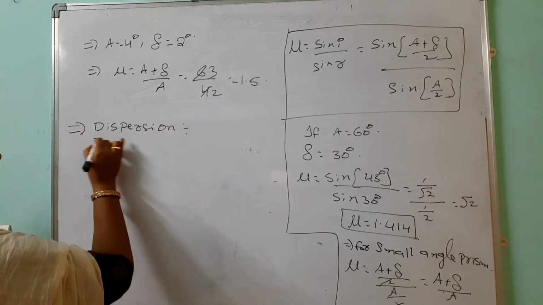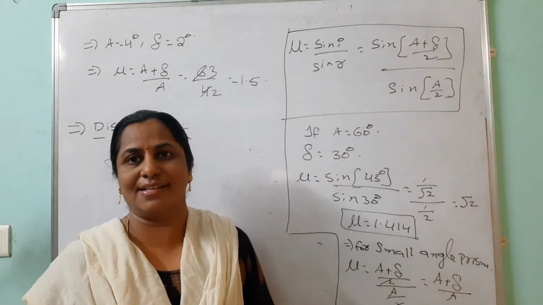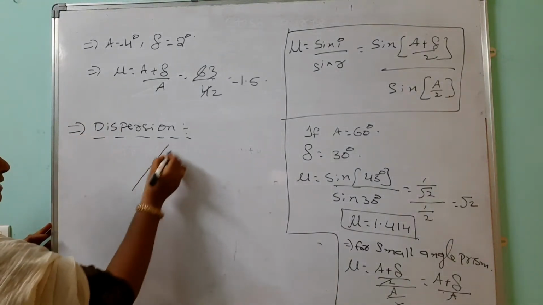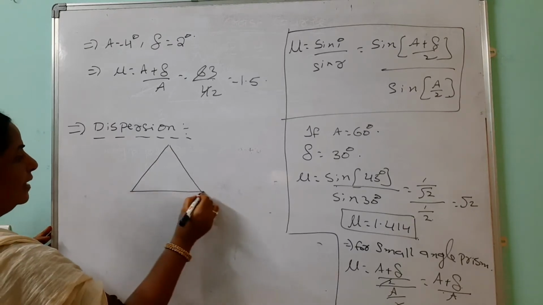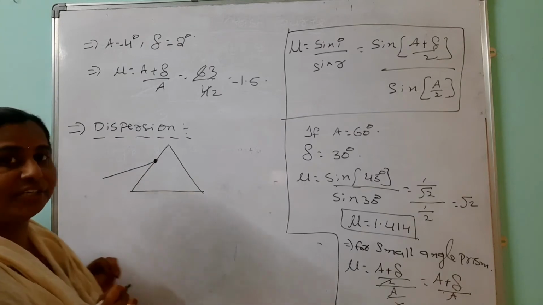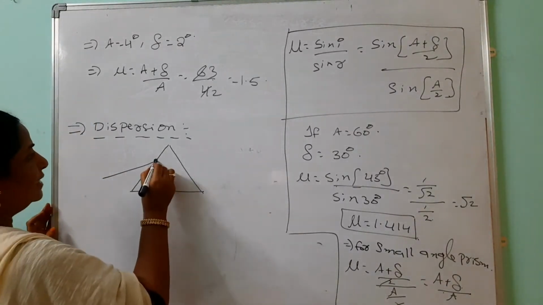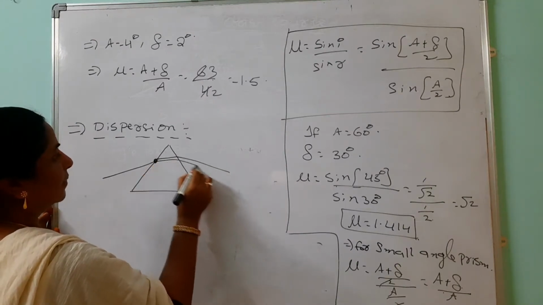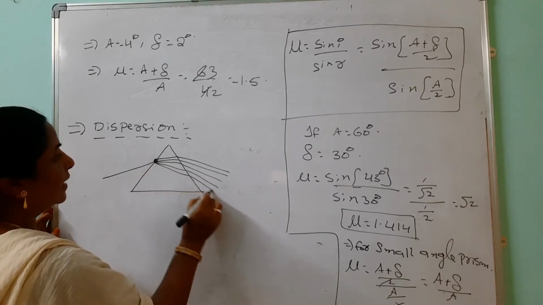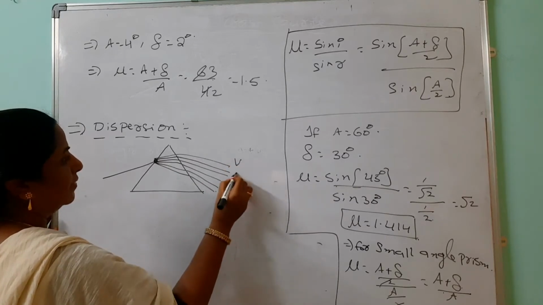Dispersion we know from lower classes only. Splitting of light into its constituent colors is called dispersion. When light falls on the prism, this is the prism, you know that light has 7 constituent colors. Whenever light falls on this, then what happens? It splits into 7 colors, VIBGYOR, like that. Which color has more deviation and which color has less deviation?